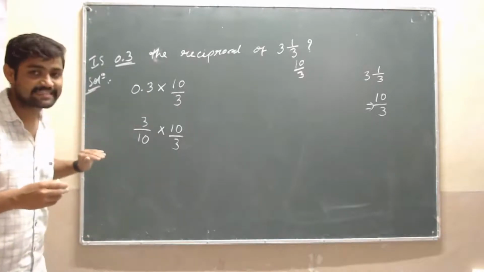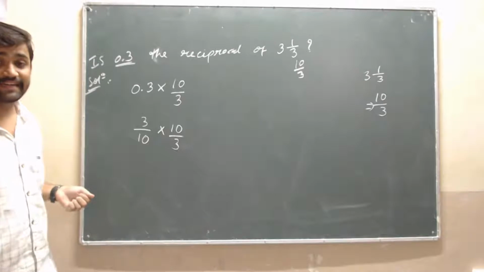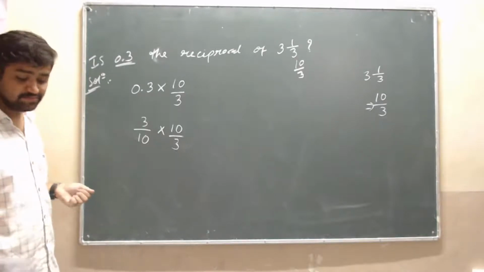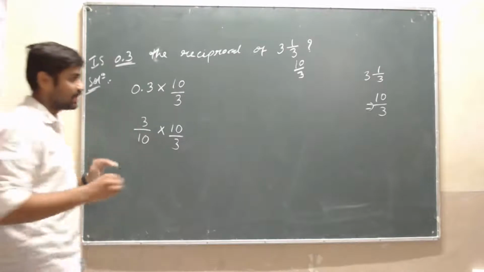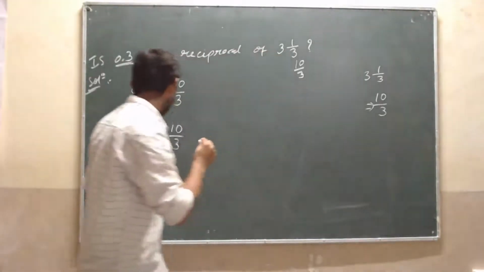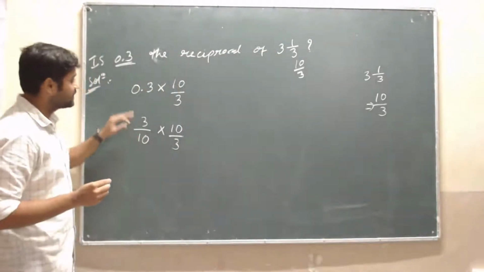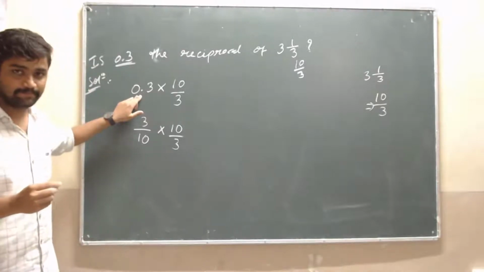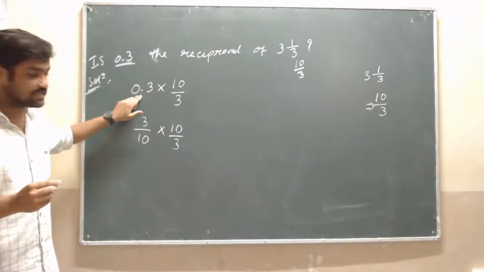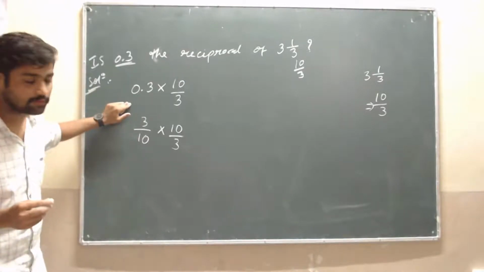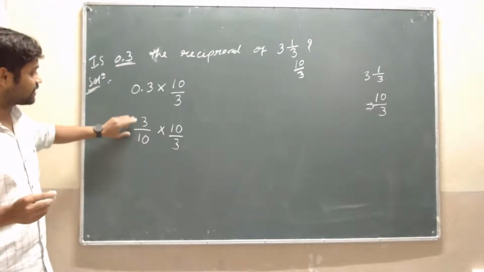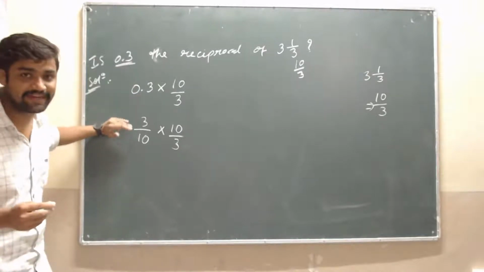Isn't it 3 by 10? Yes, 3 by 10. Also we can write it as 3 by 10, and then you will get 0.3. Isn't it? 3 by 10 is equal to 0.3. Very good, Ravi Pawar. 0.3 is equal to 3 by 10.